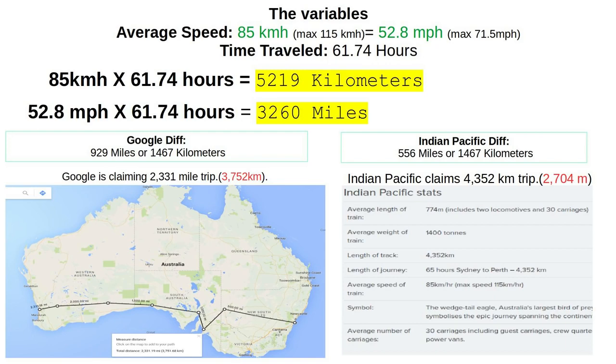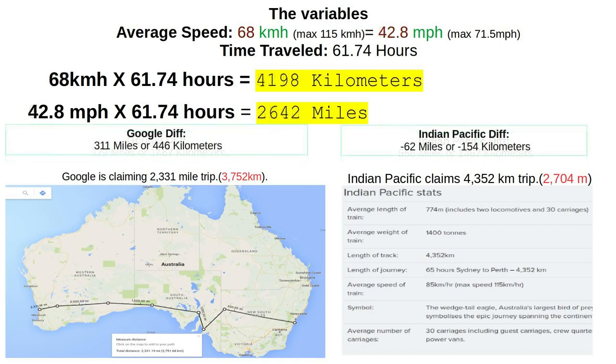Okay, so what I did is I decided to calculate it at 10 miles per hour less. So I put it at 68 kilometers per hour. I recalculated all this at 42.8 miles per hour. Now, let me just say this. If you're going on a passenger train in an intercontinental type situation for 3-4 days, and the train's only averaging 42 miles per hour, hop in the car or on a plane. Seriously. Because it's not worth your time.